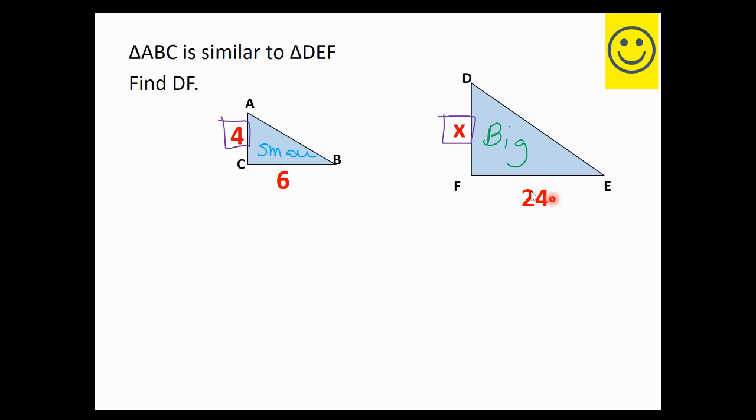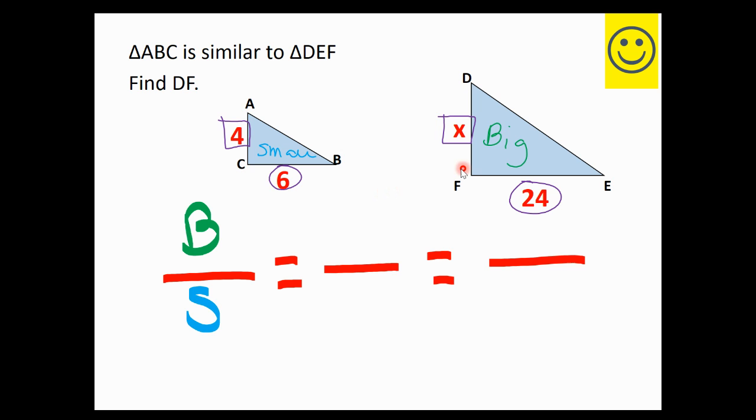Then at the bottom of my big shape, I see a 24. So I'm going to circle that one. It's at the bottom. 6 is at the bottom on the small shape, so I'm circling that number as well. I know that these two numbers go together. So now I'm going to set up my proportion. I've got my big shape on top and my small shape on the bottom. I set mine up the same way every time, big on top, small on the bottom.